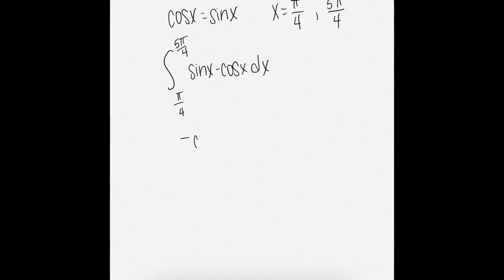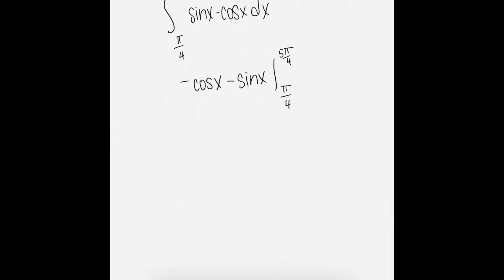All right, if I integrate sine, I get negative cosine of x. And if I integrate cosine, I get sine. But there's already a minus there. So minus sine x from pi over 4 to 5 pi over 4. All right, so when I plug them in, I should come up with 2 square roots of 2.